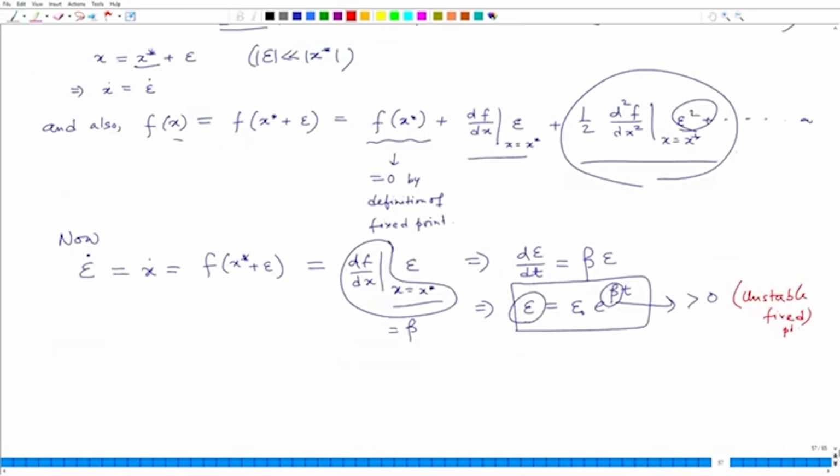So, if I have x dot is equal to f x in 1D phase space, then I just do the first order differentiation of that function with respect to x, and I evaluate that at the fixed point. If this is positive, I have an unstable fixed point. If this is negative, I have a stable fixed point.